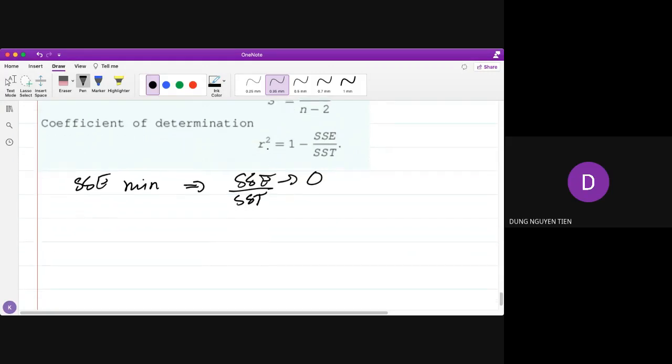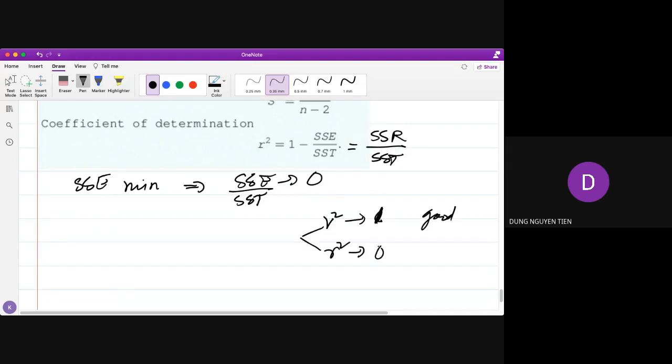So if I consider R squared as 1 minus SSE over SST, or let's say it is the SSR over the SST, then we expect r squared to be close to 1. All right, so if it is close to 1, that is good. If r squared is close to 0, that is bad. Do you understand what I'm saying? Is that all clear? Is that all right, everybody?